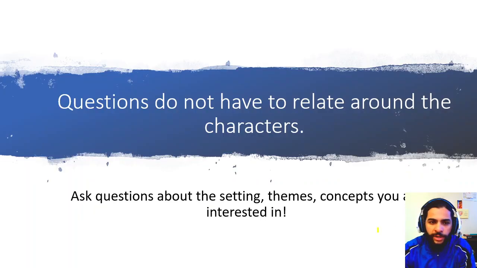One last reminder, the questions that you come up with don't even have to relate to the characters. In these examples that I gave, we're talking about the characters, their decisions, and their interactions, right? You can ask any kind of question you want. You can talk about the setting, you can talk about the themes, you can talk about the concepts happening in the book that you are interested in. It might be some super random thing happening in the story, but if you're interested in it, then go ahead and write a question about that. And of course, do your best to answer it.